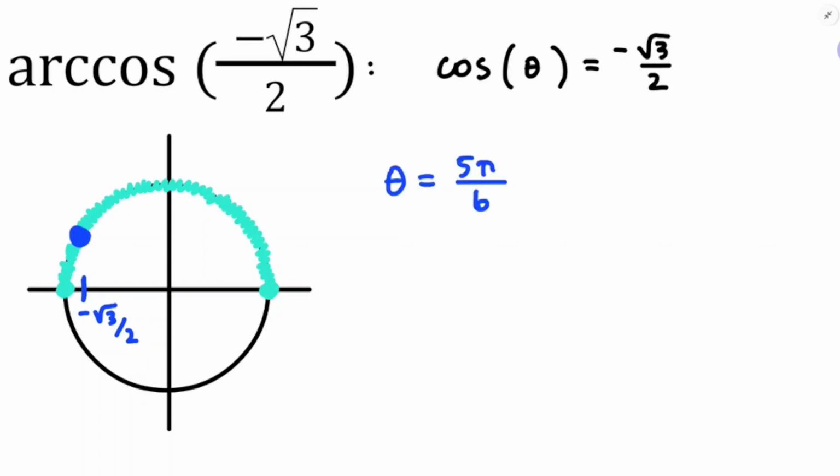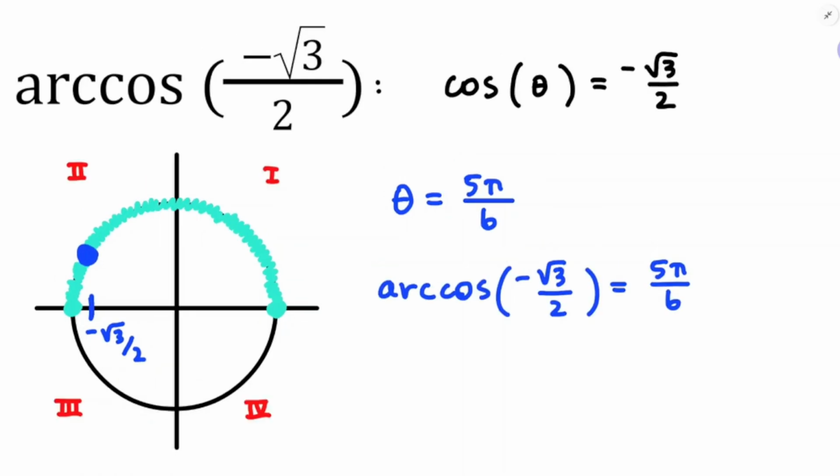And so if I get theta equals 5 pi over 6 in that zone we're interested in, that's going to be arc cosine of negative root 3 over 2 equaling 5 pi over 6. And if I was going to say what quadrant this value is in, that's 5 pi over 6, that's in the second quadrant.